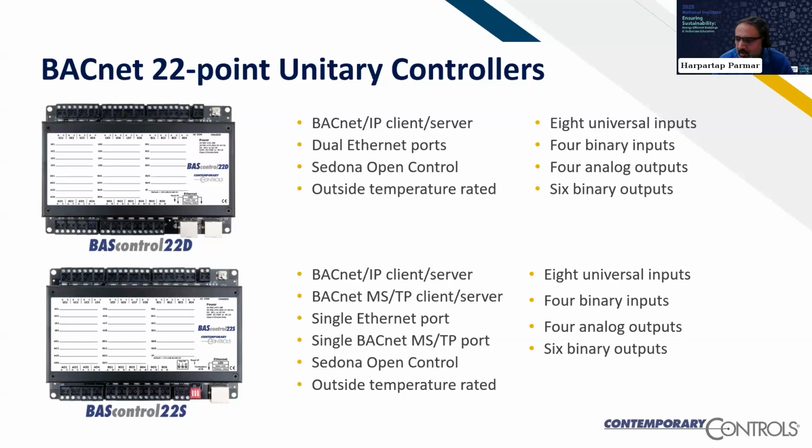On the second model, you go to a BAS Control 22S. That adds a BACnet MSTP port and 1 single Ethernet port. So this gives you the ability to do a BACnet client server on both the IP side and the MSTP side. Again, it uses Sedona as its programming language for control, outdoor temp-rated, and the I/O count is the same as the BAS Control 22D.